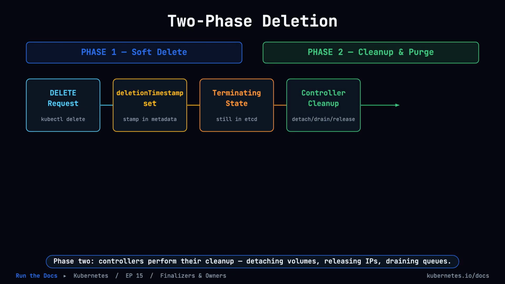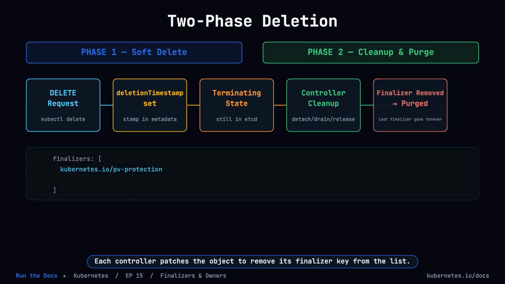Phase 2, controllers perform their cleanup, detaching volumes, releasing IPs, draining queues. Each controller patches the object to remove its finalizer key from the list. When the last finalizer is removed, Phase 2 ends. Kubernetes purges the object from etcd.